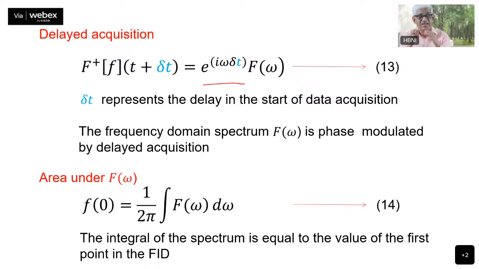And you will see that this is actually very special to Fourier transform NMR. It is not there for CW NMR spectrometers. This is there for Fourier transform NMR spectrometers only because of digitized acquisition of the data.